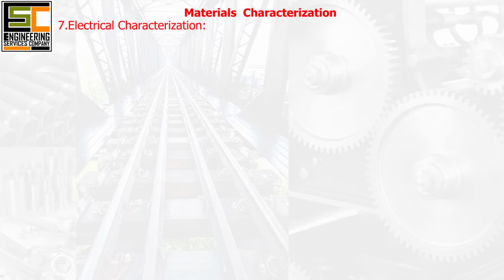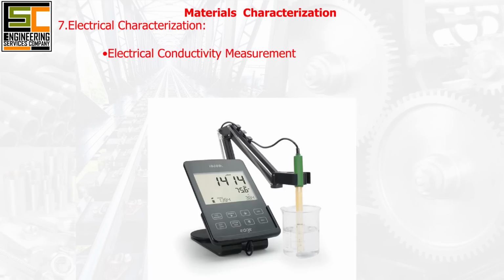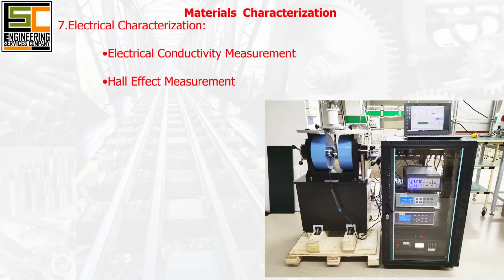7. Electrical characterization. Electrical conductivity measurement determines the electrical conductivity, resistivity, and carrier concentration of materials, providing insights into their electronic properties. Hall effect measurement measures the mobility and carrier concentration of charge carriers in semiconductors and conductive materials.